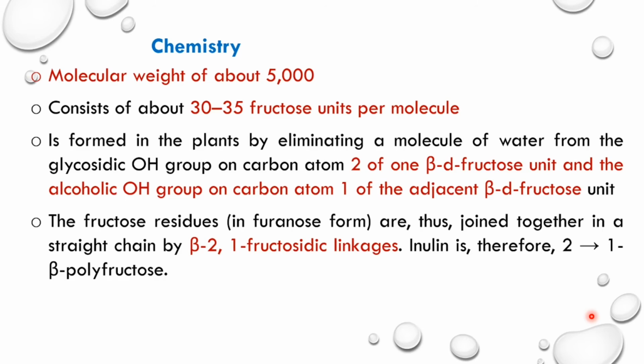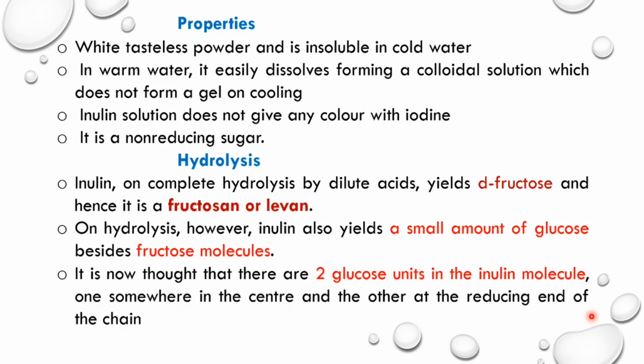It is formed in plants by eliminating a water molecule from the glycosidic OH group of carbon 2 of one beta-D-fructose and the alcoholic OH group of carbon 1 of the adjacent beta-D-fructose unit. These fructose residues are joined together by beta 2,1 fructosidic linkages. Inulin is therefore 2,1 beta polyfructose.